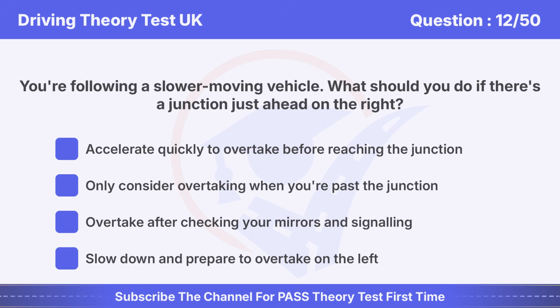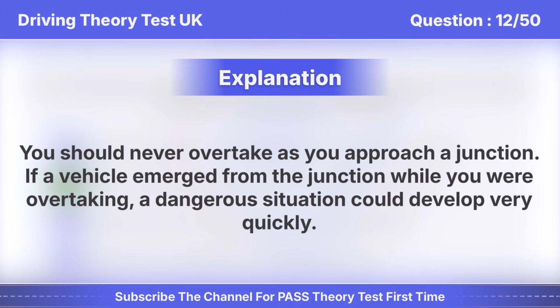Question 12. You're following a slower moving vehicle. What should you do if there's a junction just ahead on the right? Answer is B. Only consider overtaking when you're past the junction. You should never overtake as you approach a junction. If a vehicle emerged from the junction while you were overtaking, a dangerous situation could develop very quickly.